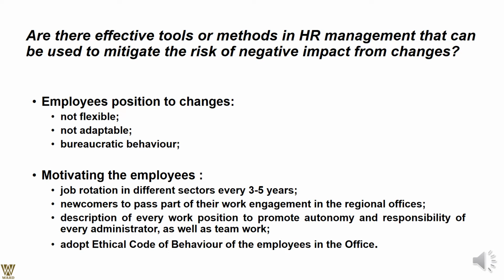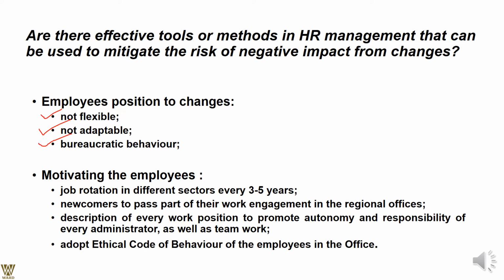Number one, we need to understand what the employee's position is all about. If they are not flexible, not adaptable, they are almost bureaucratic in nature. So these are the three things that need to be taken care of. Employees are not flexible, the position, mind you, the employee position is not adaptable, and definitely it has some academic interest or a bureaucratic behavior that goes around it.